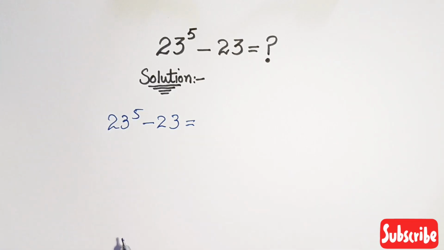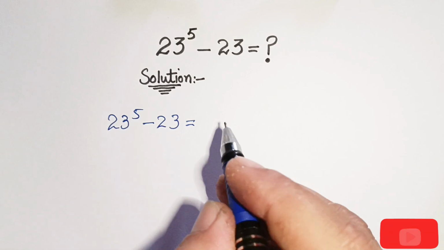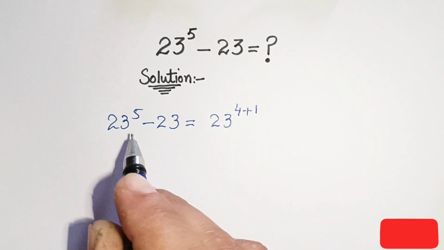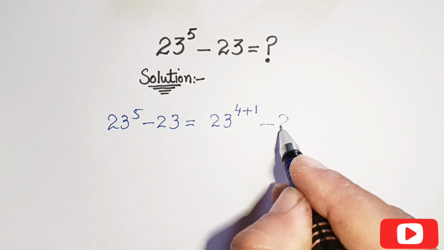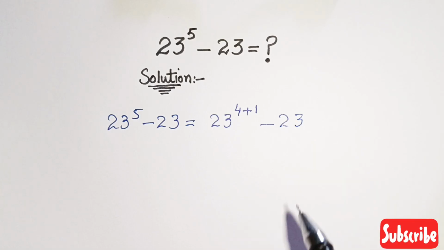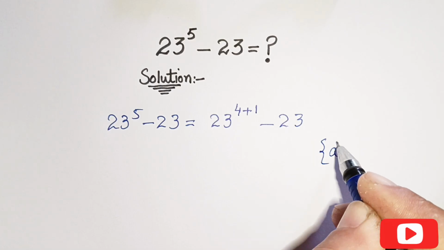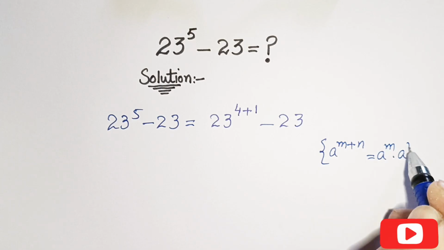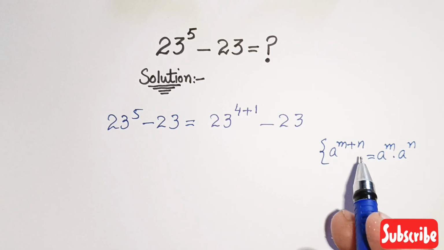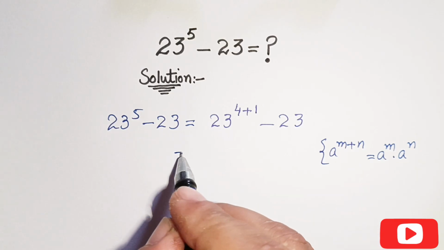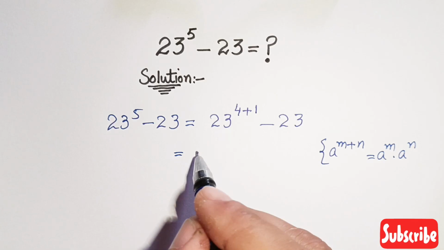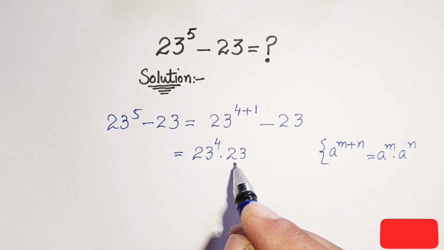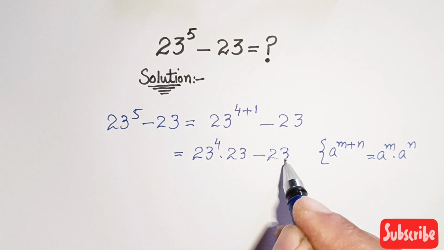here we have that 23 to the power 5 can also be written as 23 to the power 4 plus 1, since 4 plus 1 is equal to 5, so minus 23. Now we know that by algebraic identities, if we have a to the power m plus n, then it is equal to a to the power m times a to the power n. So applying this exponential identity, we write 23 to the power 4 times 23 to the power 1, which can be written as 23, and minus 23.